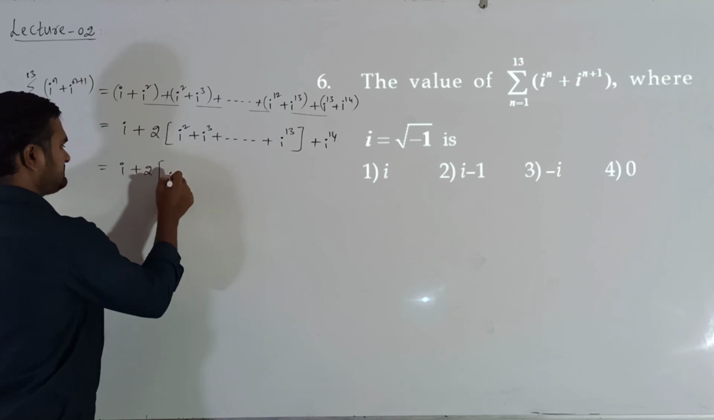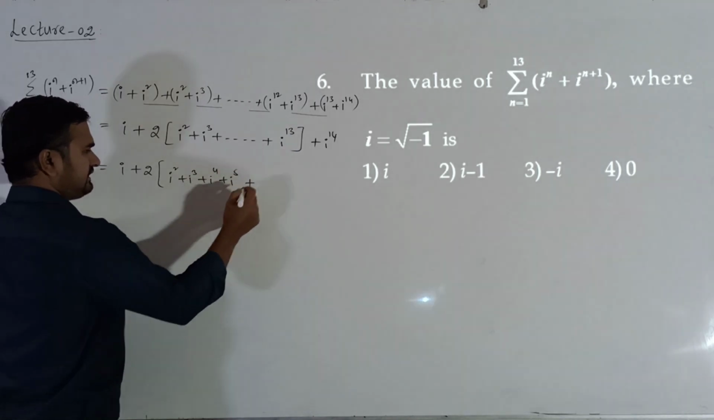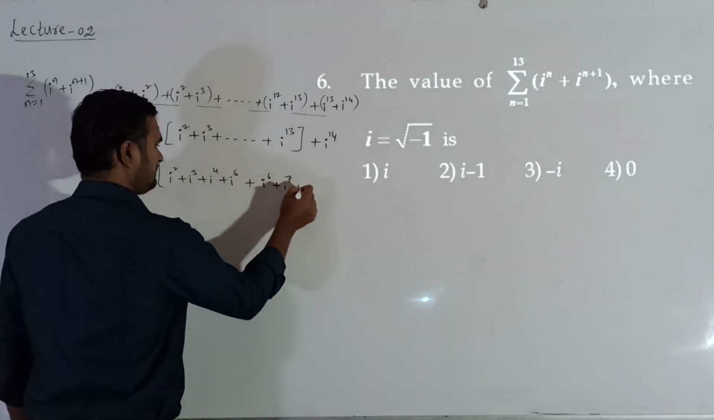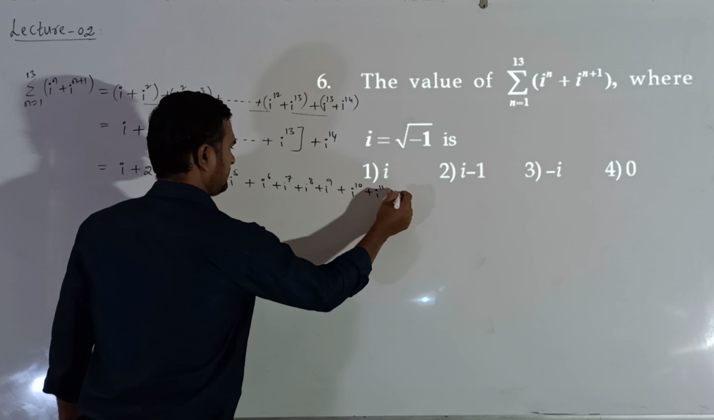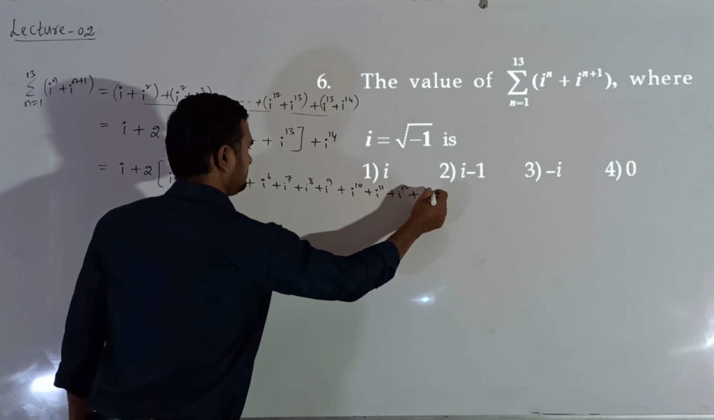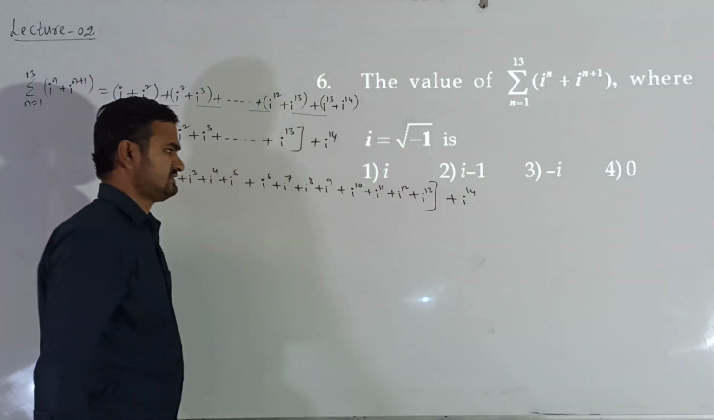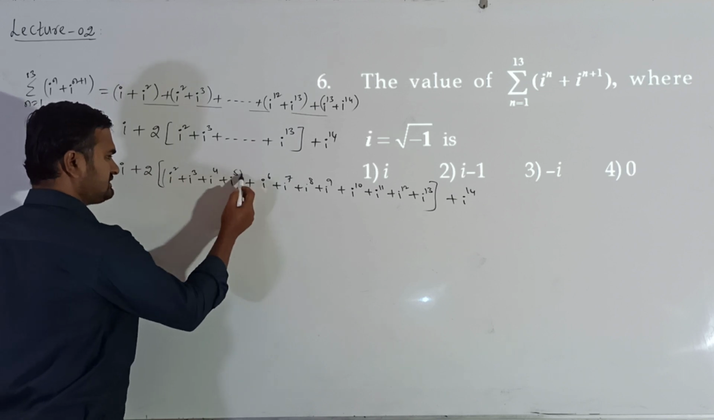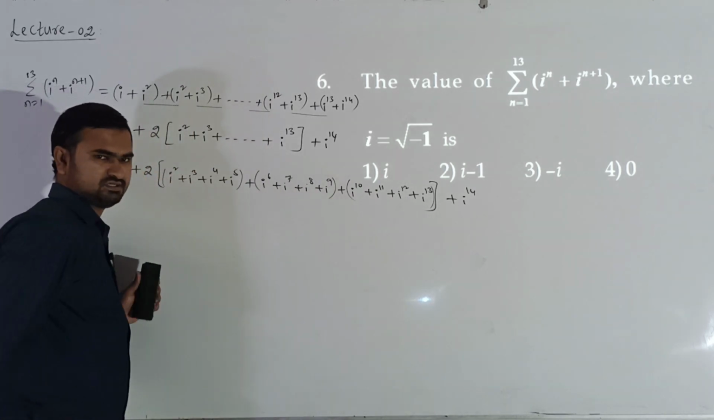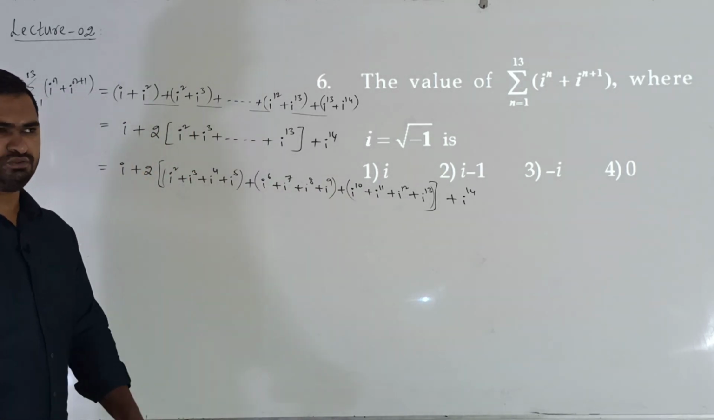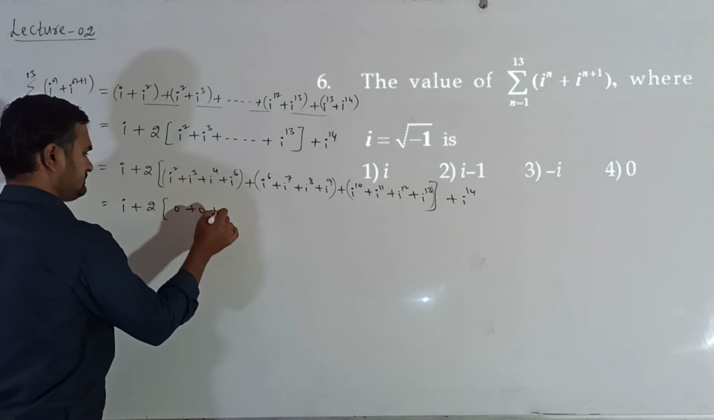Let us write like this: i square, i cube, i power 4, plus i power 5. Next, i power 6, i power 7, i power 8, i power 9, i power 10, i power 11, i power 12, i power 13. Up to 13 we have plus i power 14. So if we see that this sum of 4 consecutive terms will be 0, this will be 0 and this will be 0, as we have seen in question number 2. So i plus 2 into 0 plus 0 plus 0.